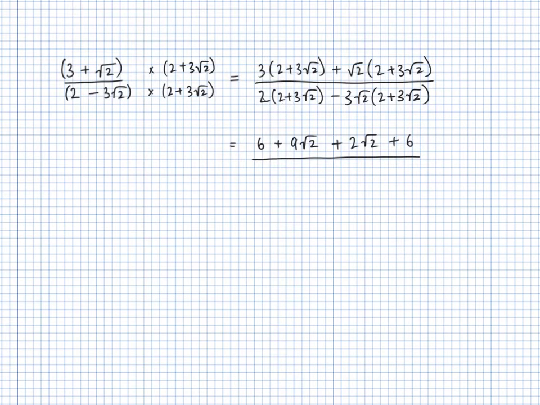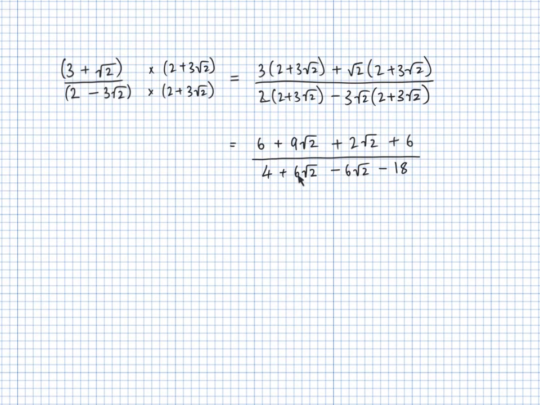2 times 2 is 4, 2 times that is 6 root 2, so we've got 4 plus 6 root 2, and here I've got negative 3 root 2 times 2, that's going to give me a negative 6 root 2, and negative 3 root 2 times positive 3 root 2, so 3 times 3 will give me 9, and root 2 times root 2 will give me 2, so it's going to be 9 times 2, which is 18. Okay, so it's going to be take away 18.